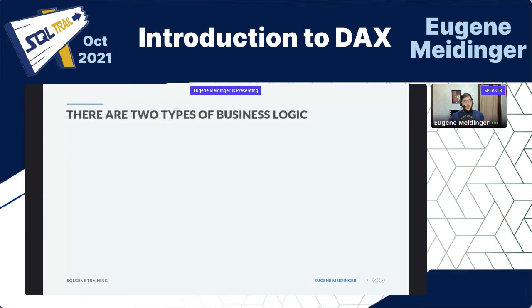So there are two types of business logic, or two ways to implement business logic when you're working with DAX. There's calculated columns and there's measures. And so what do I mean by business logic?